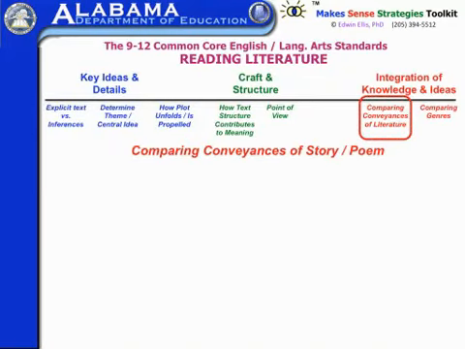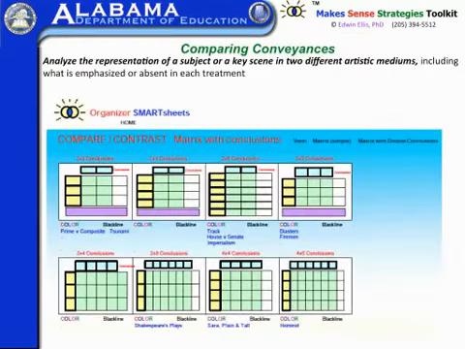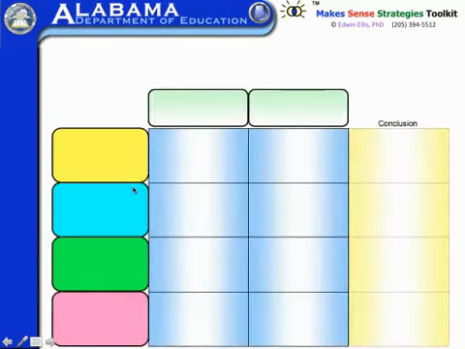And now what we're going to look at is comparing conveyances of a story or poem. So for example, analyze the representation of a subject or a key scene in two different artistic mediums, including which is emphasized or absent in each treatment, and so forth. So this looks pretty scary when you first look at it, but there's a way of dealing with that. Since we're doing comparing something, I'm going to go straight to compare and contrast. And this time I'm picking compare matrix with conclusions. So to get here, we'll click on this one, 2x4 conclusions.